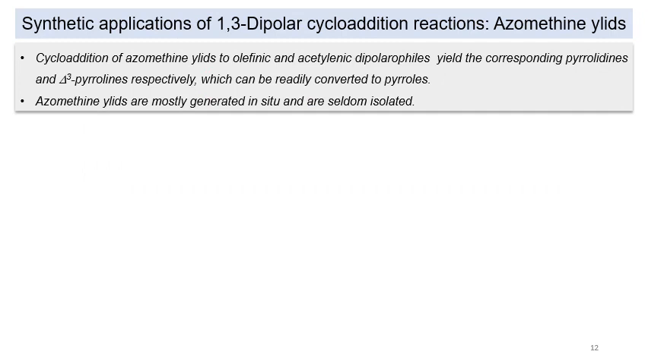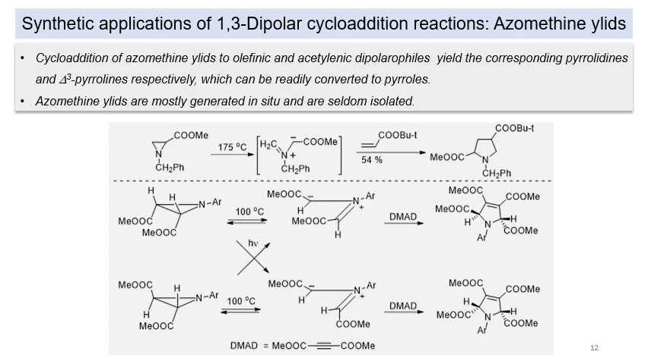Moving further, let us see reactions of azomethine ylides. The azomethine ylides react with olefinic and acetylenic dipolarophiles to yield pyrrolidines and delta 3 pyrrolines. And you can convert each of these to pyrroles. Usually, the azomethine ylides are generated in situ and they are mostly never isolated.